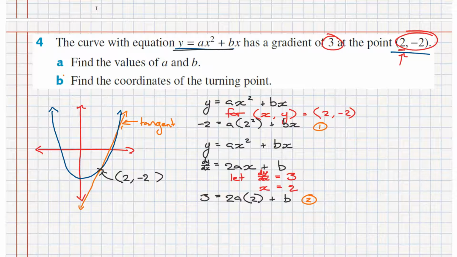Now for part b, find the coordinates of the turning point. Again, all we're looking for is that point here. So if we take the derivative of the function, what we'll find is it might look something like that.